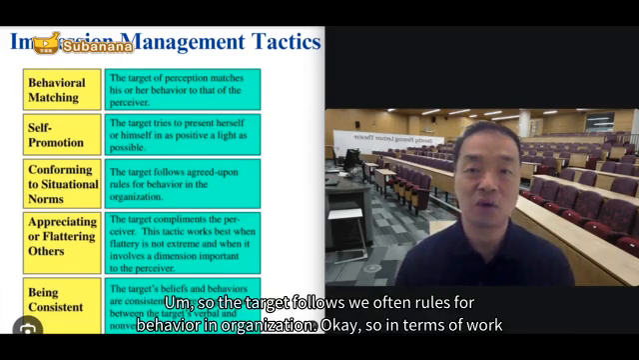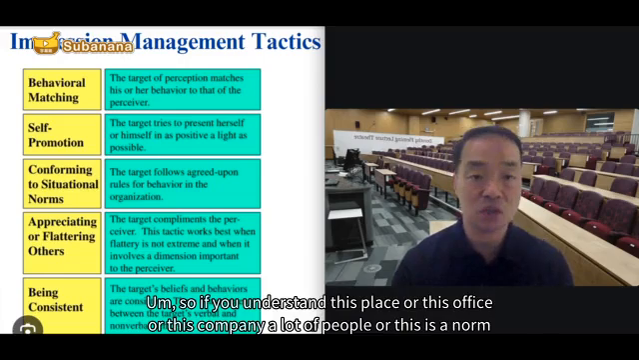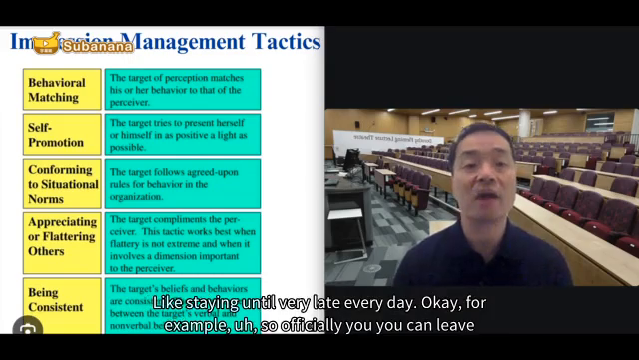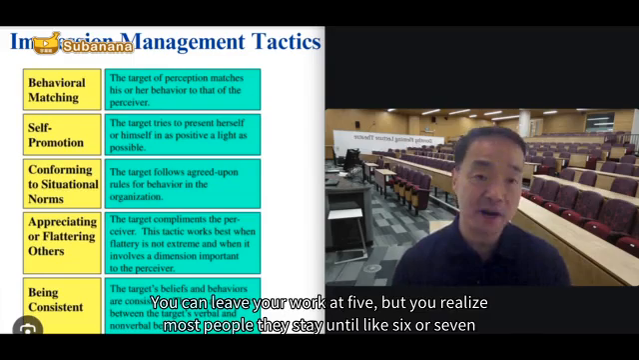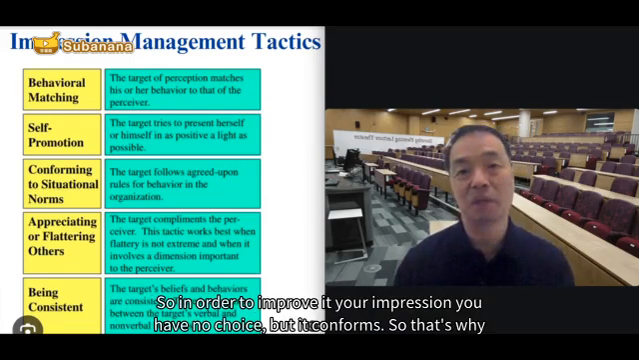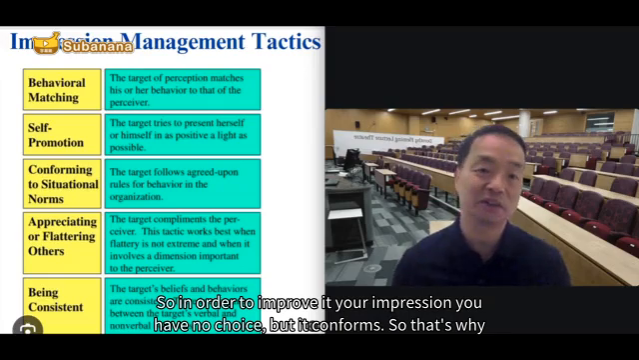So the target follows agreed-upon rules for behavior in the organization. Okay, in terms of work, if you understand that in this office or this company, a lot of people follow a norm, like staying until very late every day. For example, officially you can leave your work at 5, but you realize most people stay until 6 or 7. So in order to improve your impression, you have no choice but to conform.